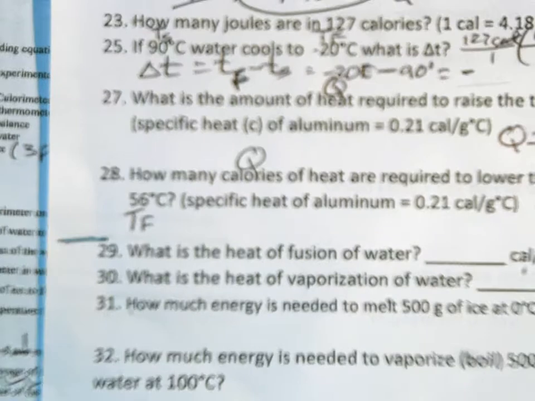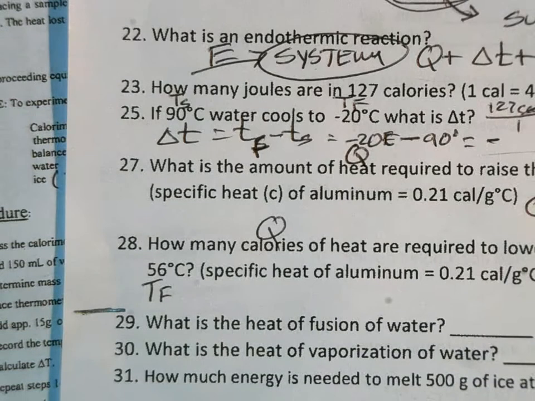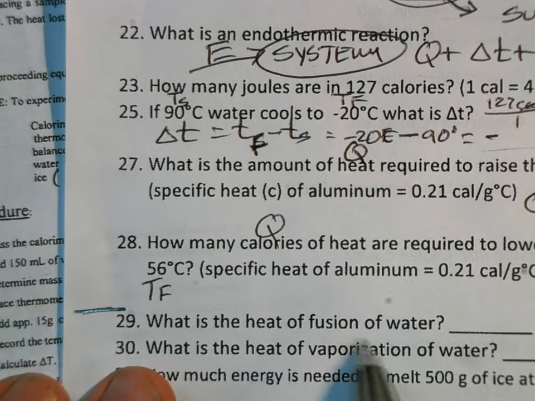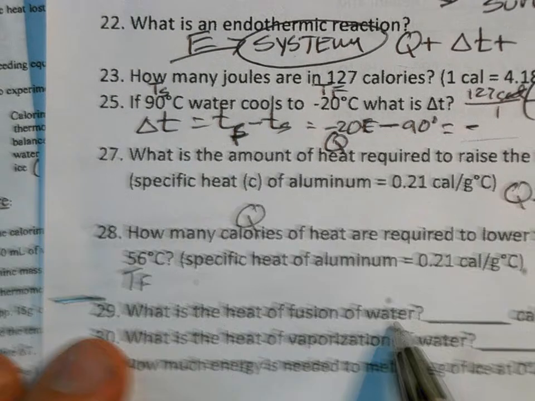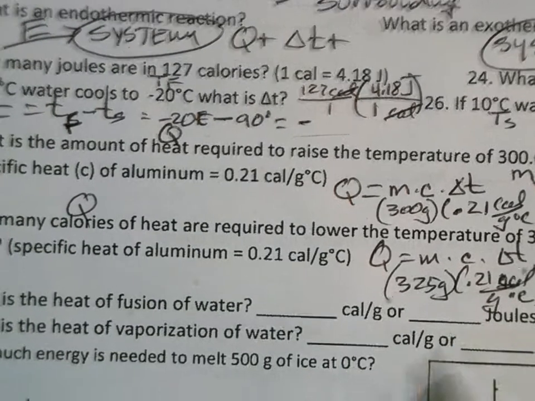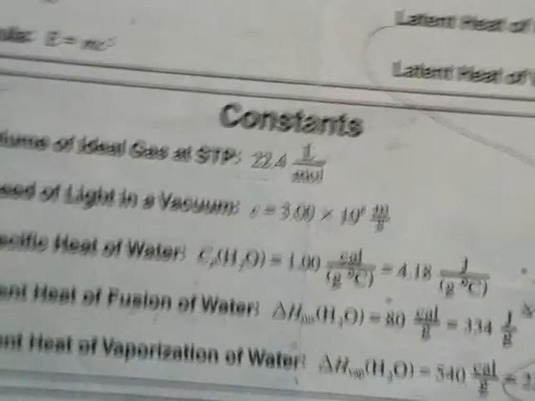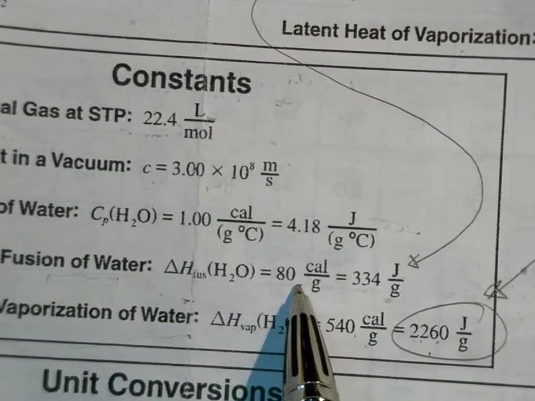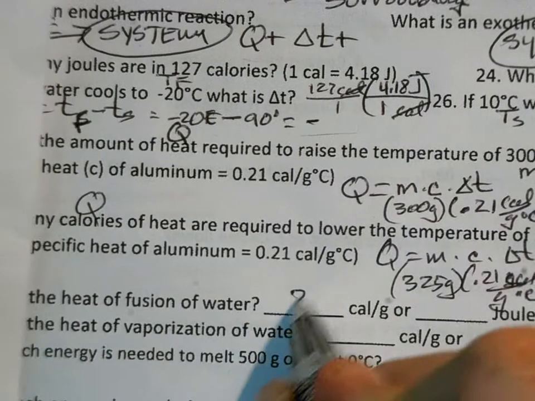You will be provided on your test with a periodic table. Right there it is. So what is the heat of fusion of water? It can be either calories or joules. When you look on your periodic table, the heat of fusion of water is 80 calories per gram, or if we're using joules, 334.